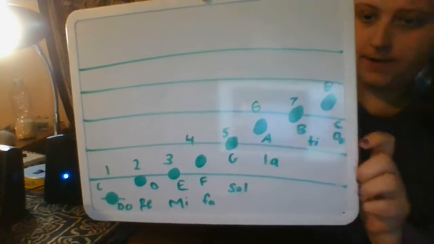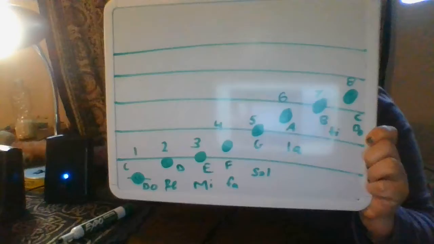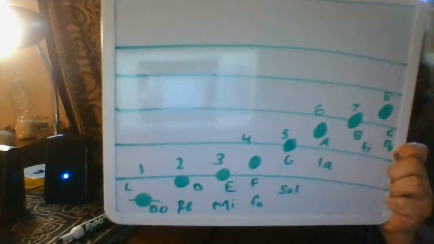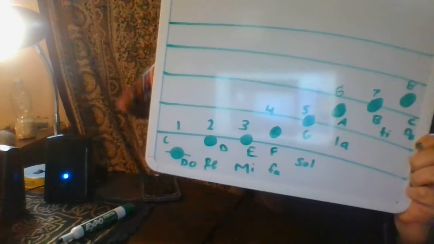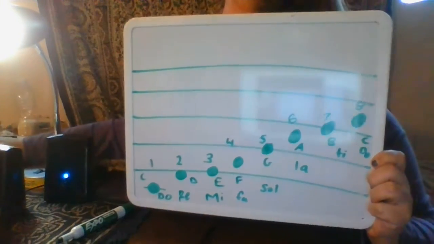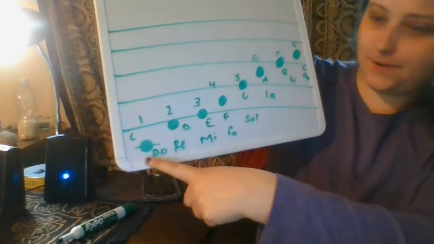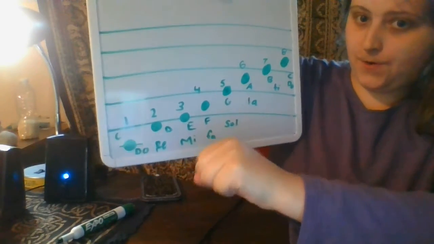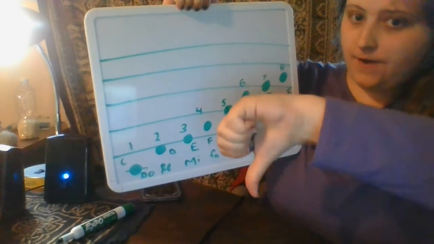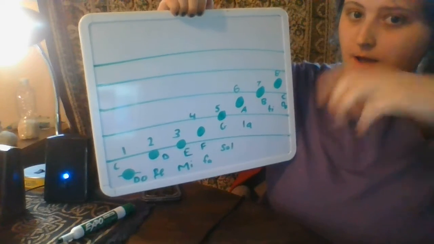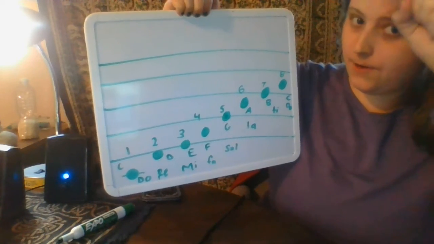Do, Re, Mi, or C. Do. I always want to start lower. Do. Do, Re, Mi, Fa, Sol, La, Ti, Do.